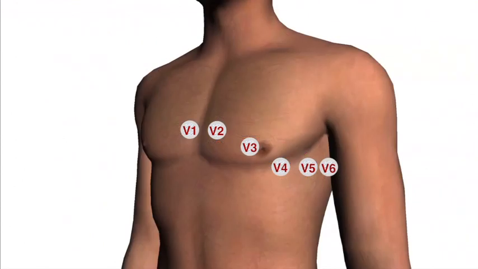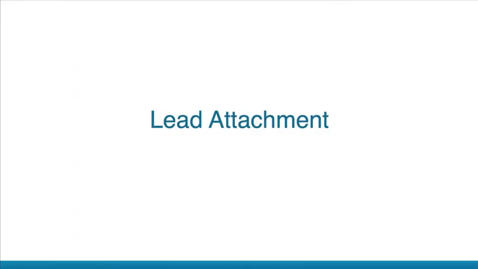When recording an ECG on a female patient, it may be necessary for leads V4, V5 and V6 to be placed below the left breast. Limb leads should be attached as follows.